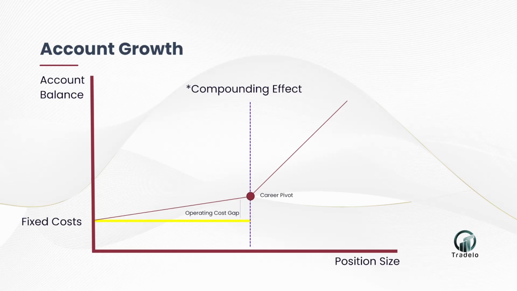Now, what is the compounding effect? Well, this is the point where our operating costs become insignificant. In other words, the point at which your fixed costs are, roughly speaking, less than 1% of your account balance per month. At that point, we reach a significant point called the compounding effect, for the simple reason that almost all of our earnings, all of our upside we're taking out of the market, is being reinvested into our account balance. It's at this point that we see the significant steepening in the account balance.